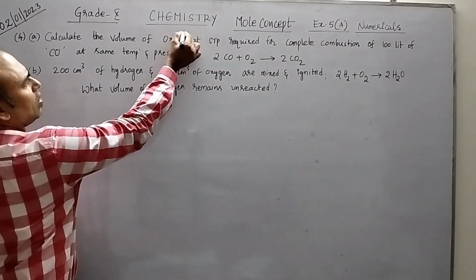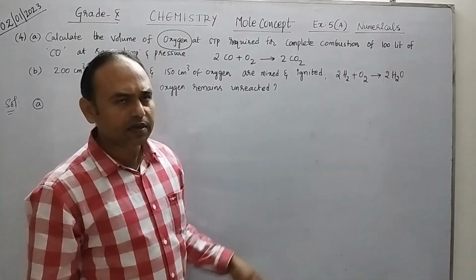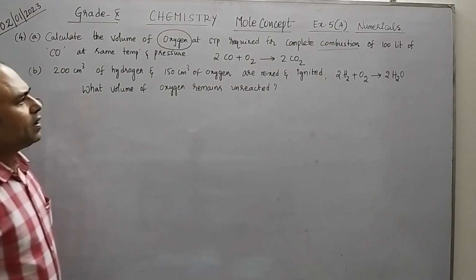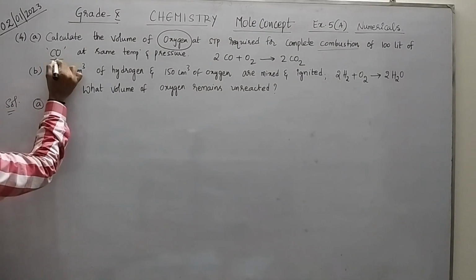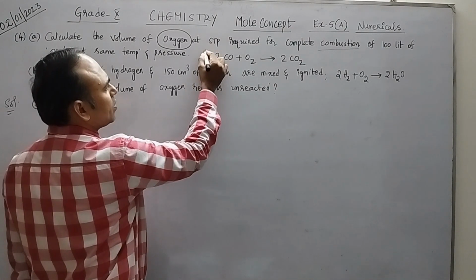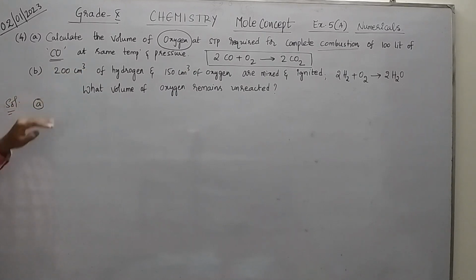Calculate the volume of oxygen at STP required for complete combustion. You know what is meant by combustion? Burning the hydrocarbon in the presence of oxygen. So 100 liters of carbon monoxide they have taken at the same temperature and pressure, and this will be your equation. So question number 4A. First let us solve A, then we will move to B.